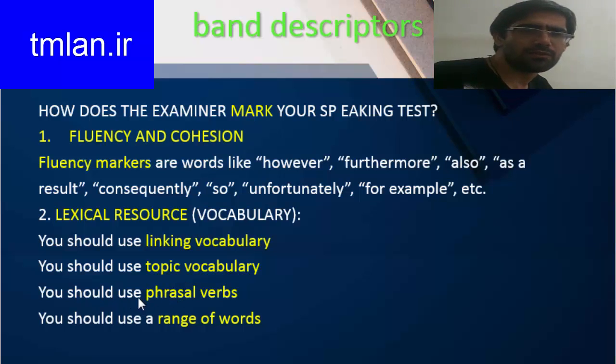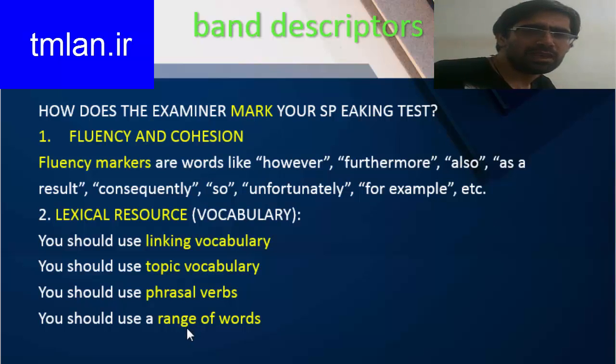You should use phrasal verbs such as look into, look onto, etc. You should use a range of those. You don't just want to say it is really good or it's good or everything is good. You should make your answer better by using a range of synonyms of good. You can use fantastic, spectacular, awesome, tremendous, etc.